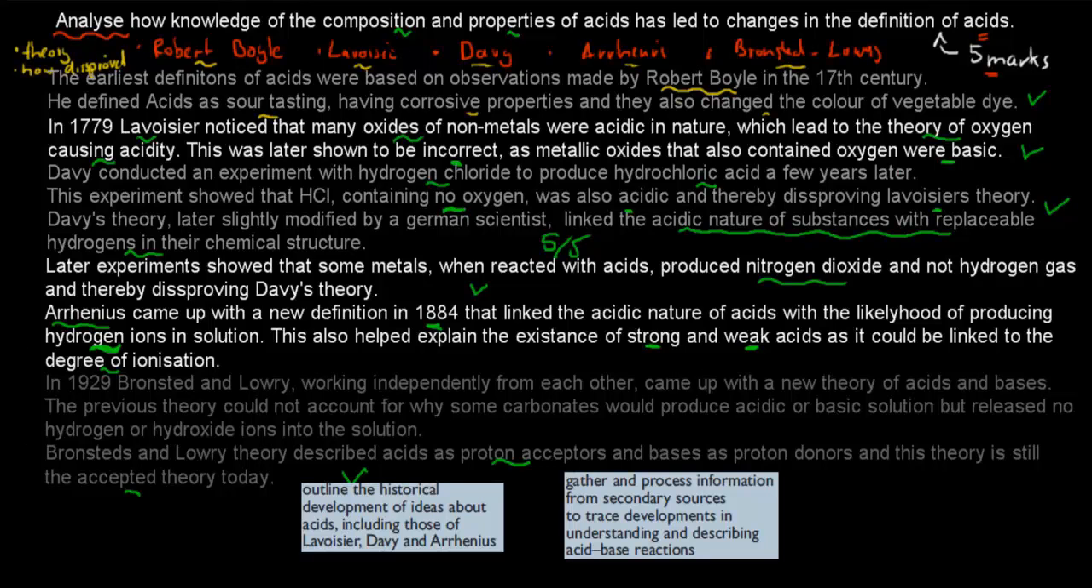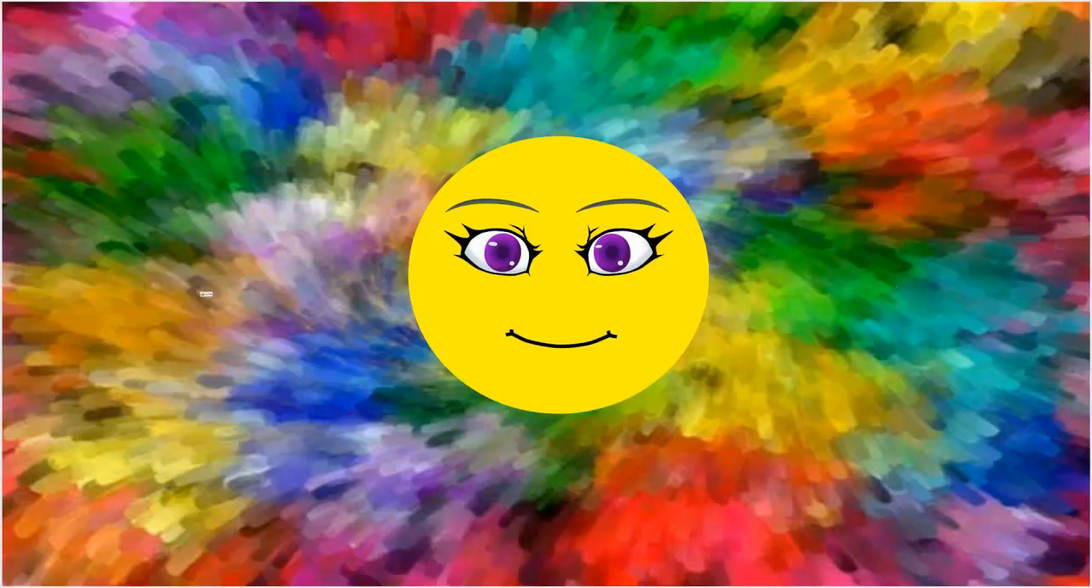The actual dot point was, more or less, to outline historical developments of ideas about acids, including those of Lavoisier, Davy, and Arrhenius. Note that it says including, so you don't have to only know these 3. The other dot point was gathering and processing information from secondary sources to trace developments in the understanding and describing of acid-base reactions. Overall you should know these 5 individuals, the sequence of their discoveries, and how that eventually led to Bronsted and Lowry's current theory. Hopefully that was useful. Thank you for watching.